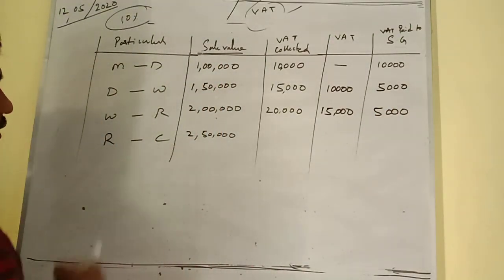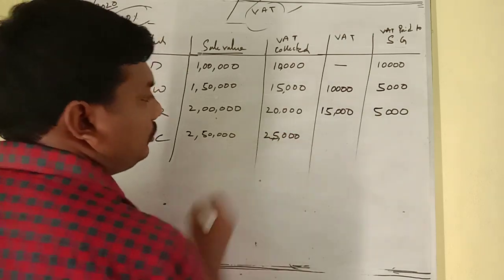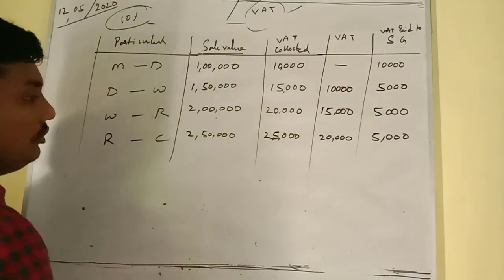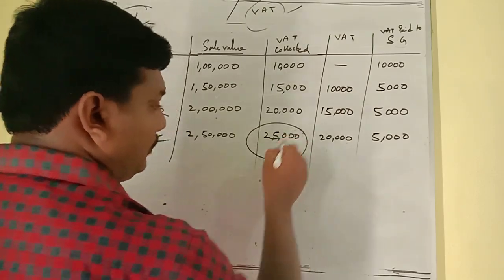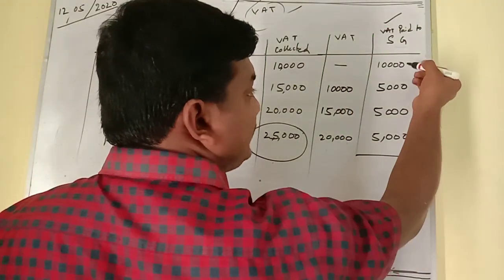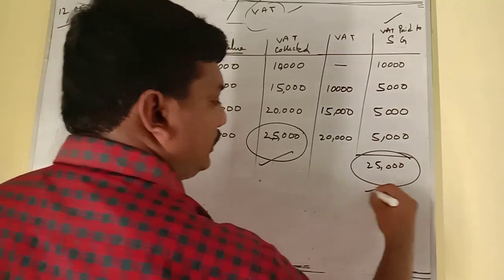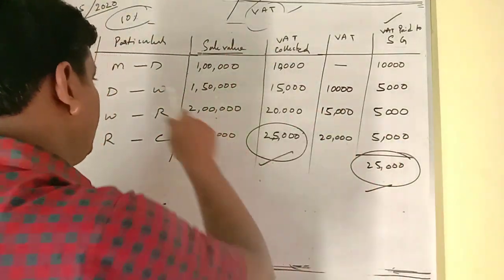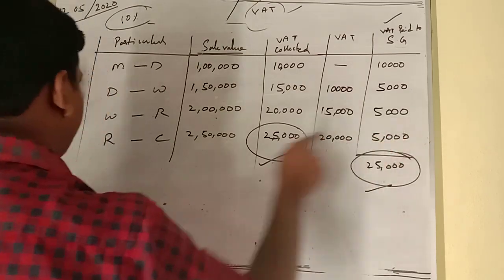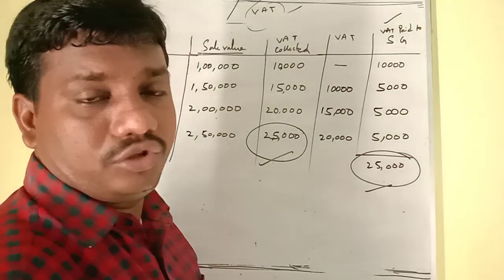Finally, from retailer to consumer, how much tax will it be? This is 25,000. But 20,000 was already paid, and the remaining is 5,000. So finally, how much VAT is collected and paid to the state government? In total it is 10,000, 5,000, 5,000, 5,000, so 25,000 of VAT is collected. In every stage, the manufacturer paid 10,000, the distributor paid 5,000, the wholesaler paid 5,000 and the retailer paid 5,000. Who bears the total amount? The total amount is paid by the consumer only.